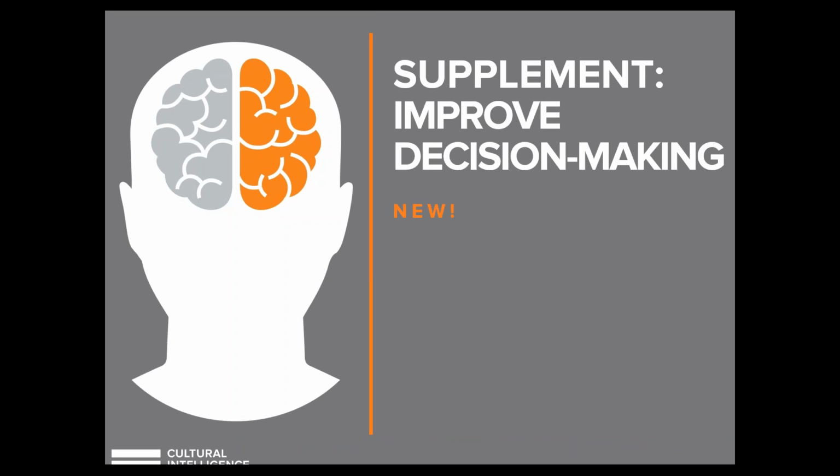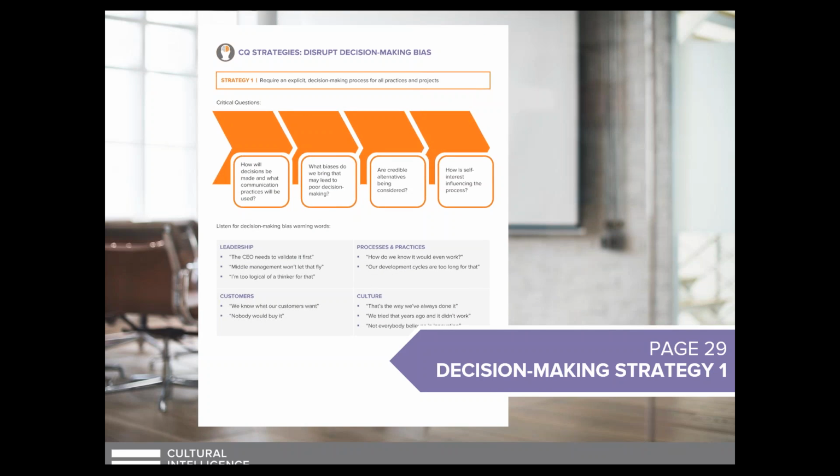We've also added another supplemental piece to the training. You will find this in the back of the facilitator manual, and it's focused very specifically around the relationship between unconscious bias and decision making. So in that supplemental part of the manual, we include several CQ strategies for how to disrupt decision-making bias.